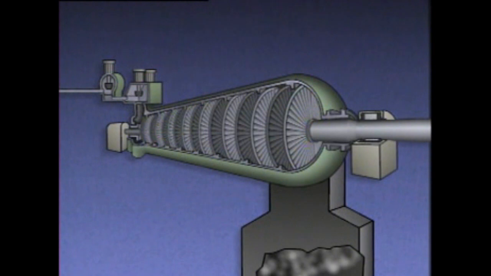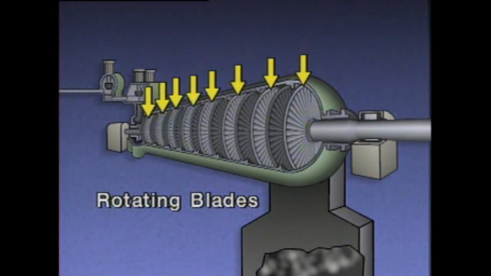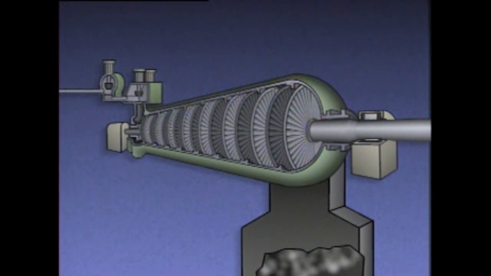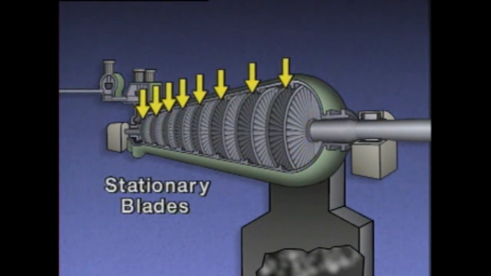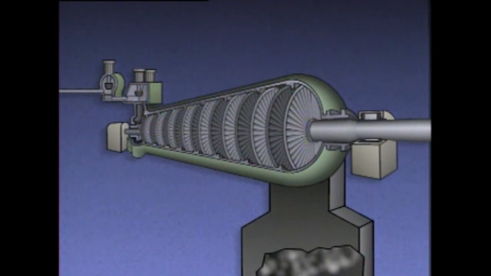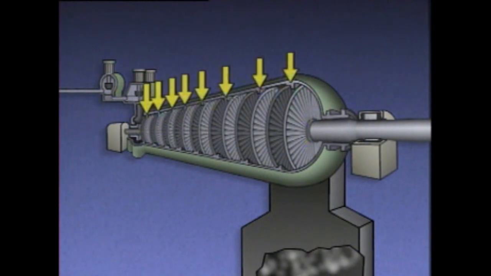In this cutaway drawing of a turbine, you can see the blades located inside. Each set of rotating blades is commonly called a wheel. Stationary blades, sometimes called diaphragms or nozzles, help direct the steam from one set of rotating blades to the next. The stationary blades look similar to the rotating blades, but they are attached to the turbine casing and they don't move.